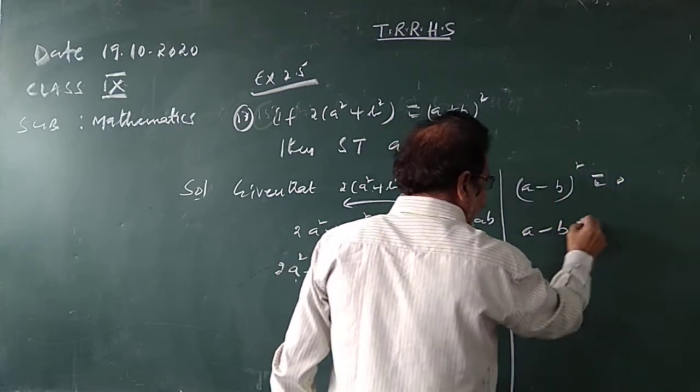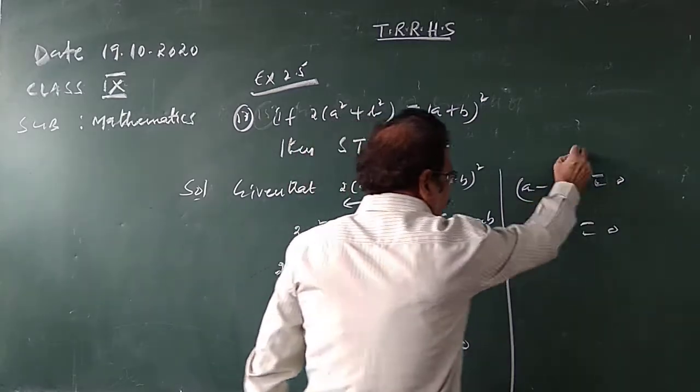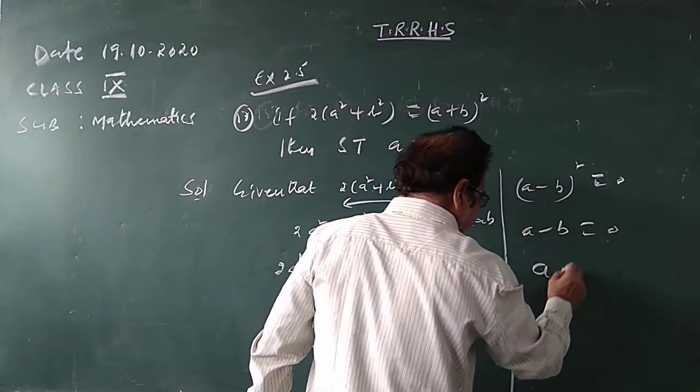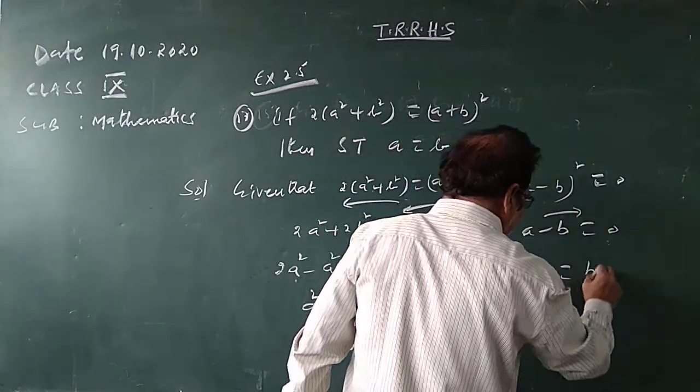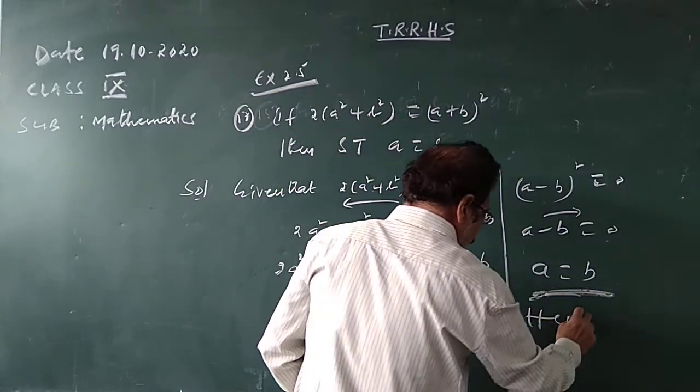So a minus b equals the root of 0, which is 0 only. Root 0 is 0. A minus b equals 0. A is equal to b after shifting b to the right side. So a is equal to b, hence proved.